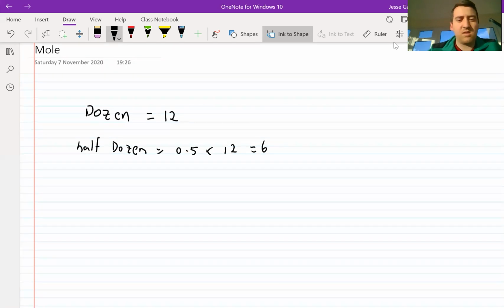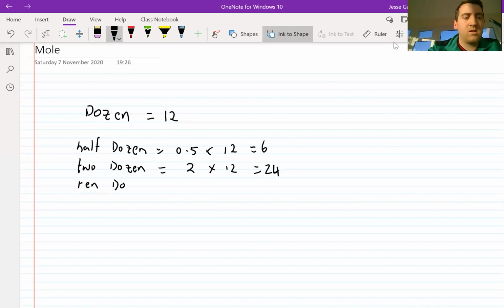You could have 2 dozen, and this would be 2 times the 12, which would be 24 eggs. You could have 10 dozen, which would be 10 times the 12, which is 120. You get the picture, I hope. It's just a word that represents a number. It's not scary. It's not threatening.